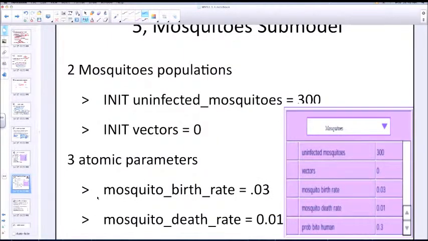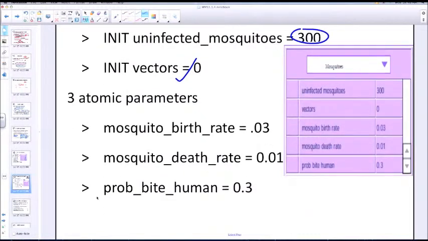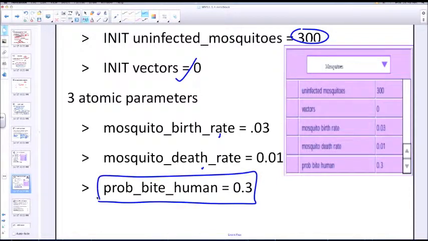For the mosquitoes, it's similar. We have 2 populations. We assume we have 300 uninfected mosquitoes, and there are no vectors. So we have 3 atomic parameters: the mosquito birth rate, the mosquito death rate, and this one shared by both models, the probability of the mosquito biting the human being. See, that one is shared by both.